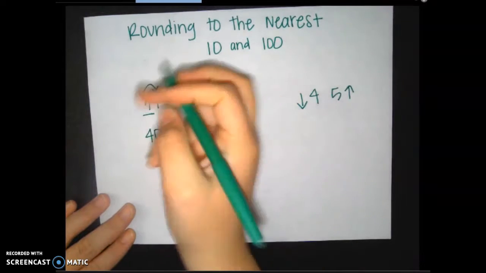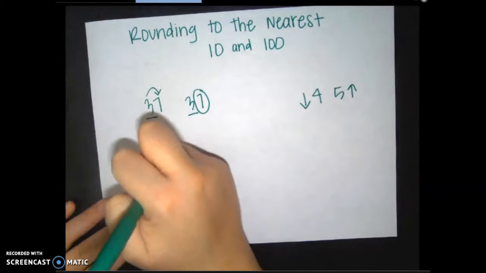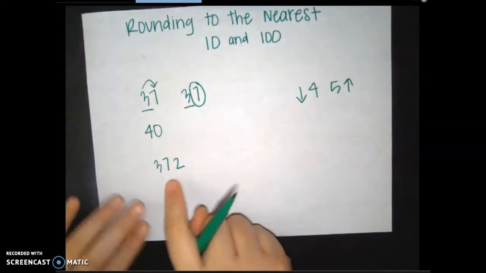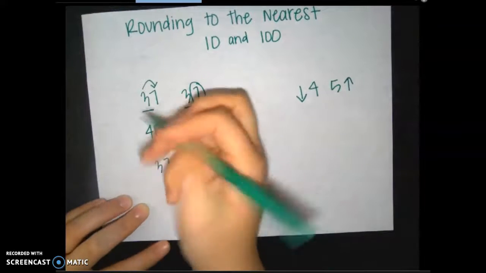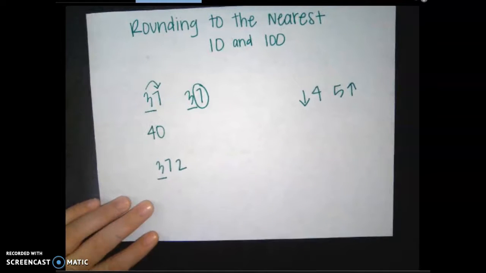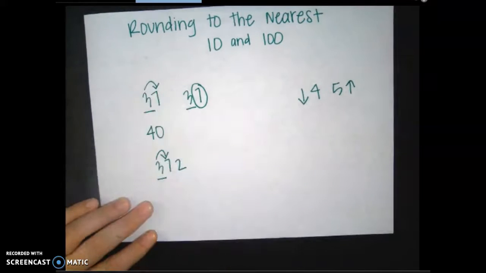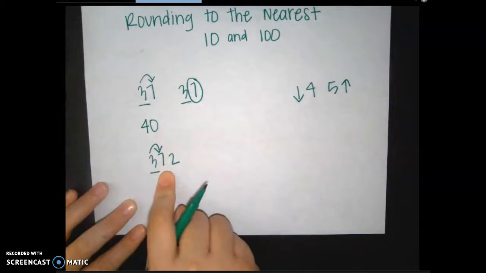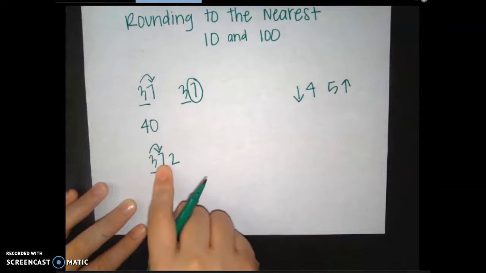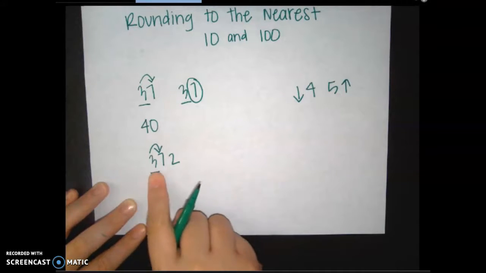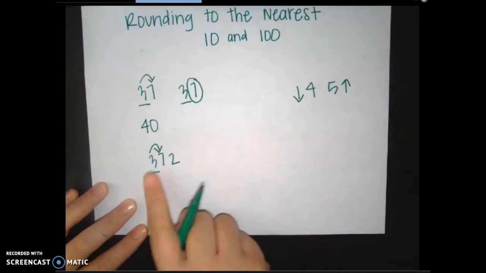So what about my number in my hundreds? Let's do 372. Let's just do that for an example. So 372, I'm going to round to the nearest 100. So I'm going to underline my hundreds place, and I'm going to put an arrow at my tens place. So that means I'm going to look at my tens place to decide what happens to my 3. Is 372 going to be closer to 300, or is 372 going to be closer to 400?